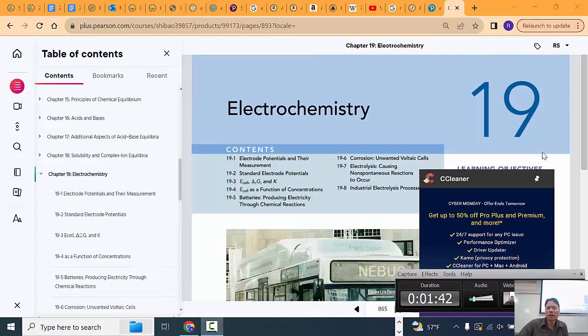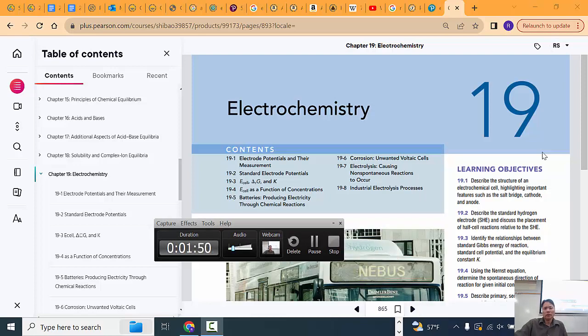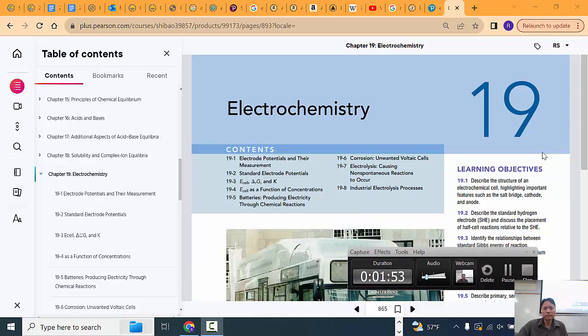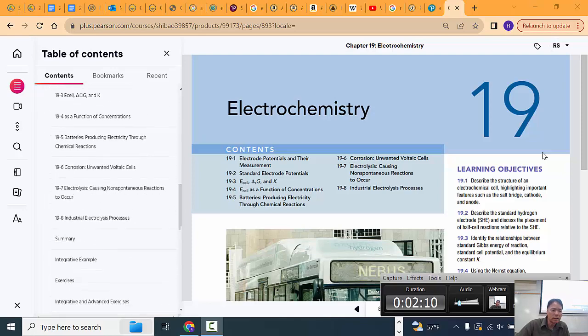All right, let me talk about the last part of chapter 19 here. Get rid of this window. So we talked about corrosion, unwanted voltaic cells, and electrolysis, a little bit about electrolysis. We need to talk about stoichiometry, which isn't listed here, but it's fairly straightforward.